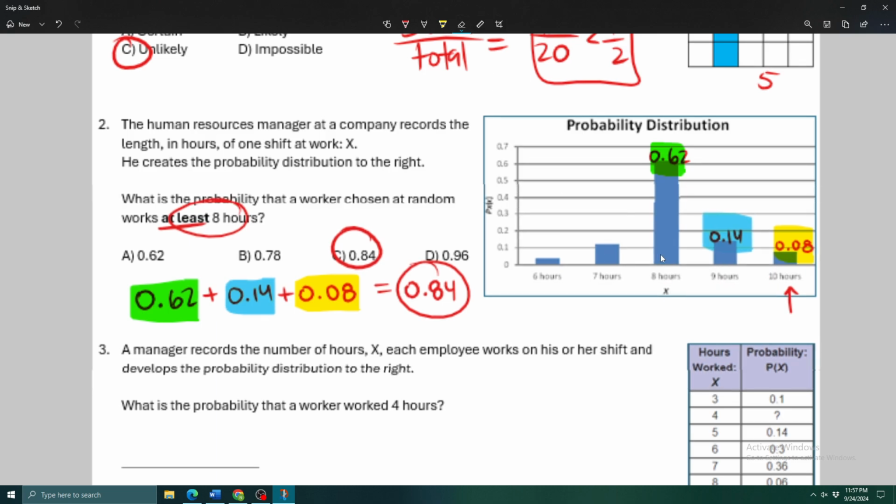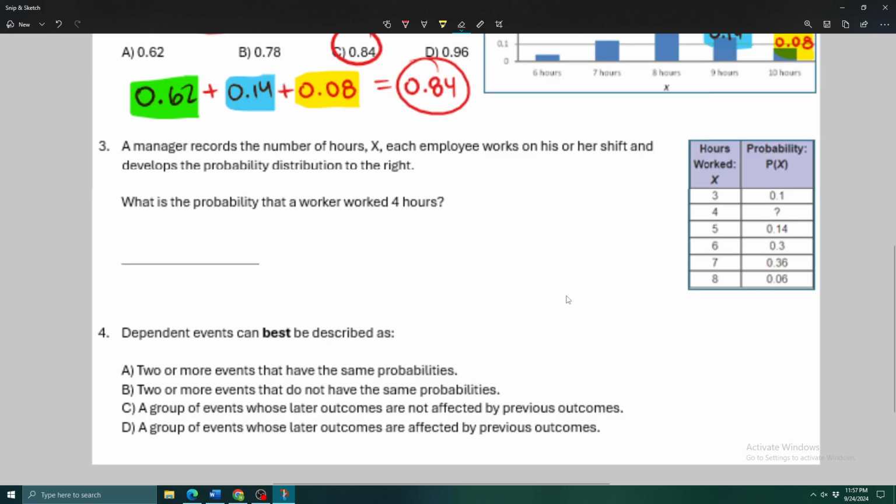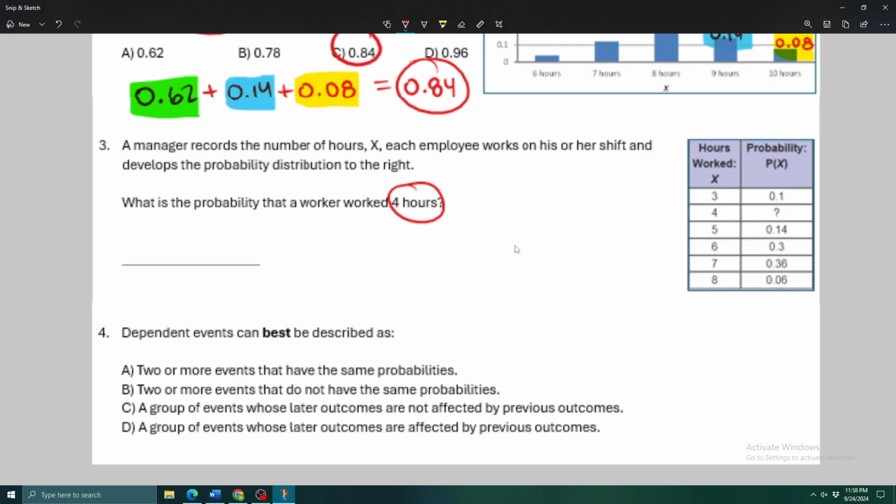Again, you didn't have to get these numbers perfectly. You know, even if you approximated, you still probably get like 0.8. That's a tough one. That's a really tough one. So again, same nosy manager, recording hours. What is the probability that a worker worked 4 hours? Oh. Well, that one's tough.